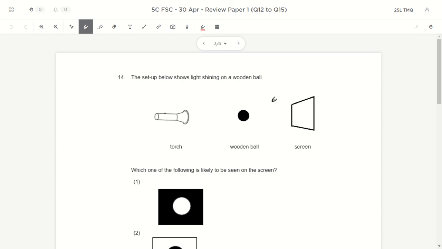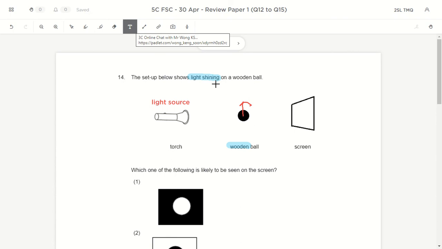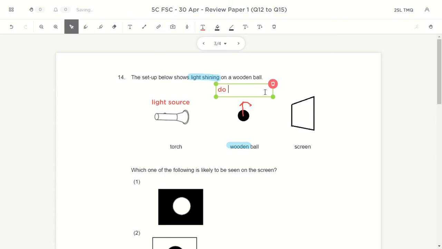This is about light. Last year in P4 we learned about light shining. So I have a torch. Torch is my light source. So write down your light source here. Source of light. Torch is the one that gives the light. Wooden ball, what's so special about wooden ball? We know that it doesn't allow light to pass through.